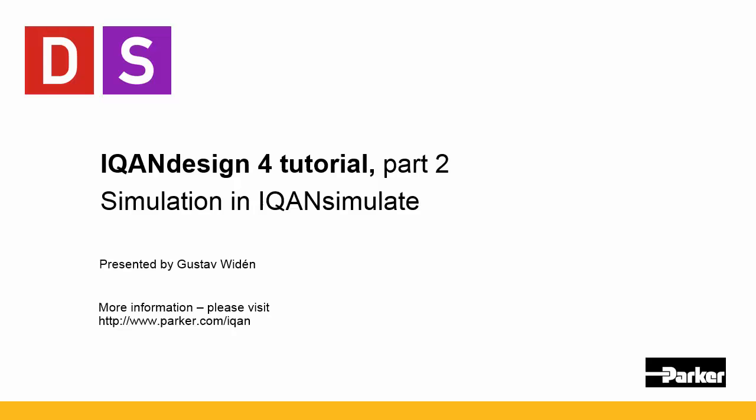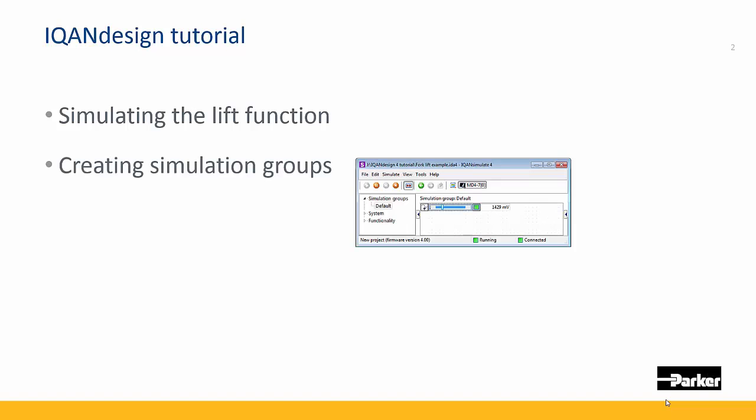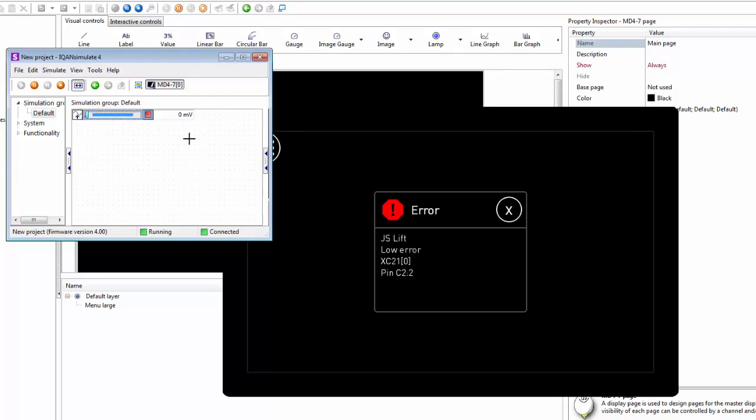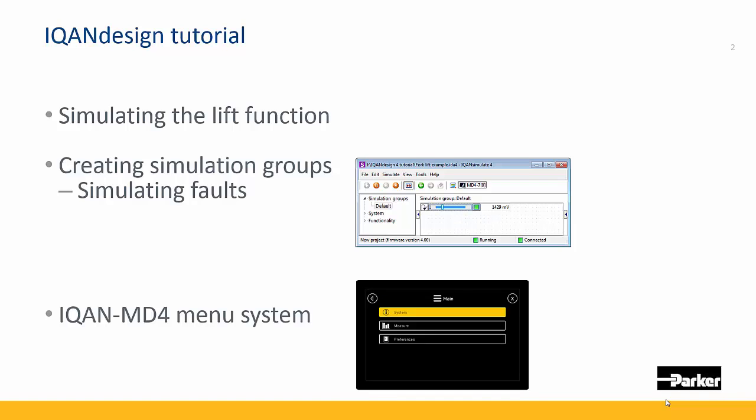Welcome back to this second part of the tutorial. Here we're going to look at IQANsimulate also, and we're going to use it to test and simulate the lift function that we just created. We're also going to look at creating simulation groups in IQANsimulate and how we can use this for simulating faults in the system, like open circuits and similar. And when we're simulating the MD4, we will also have a look at the MD4 menu system with measure groups and look at the system log.